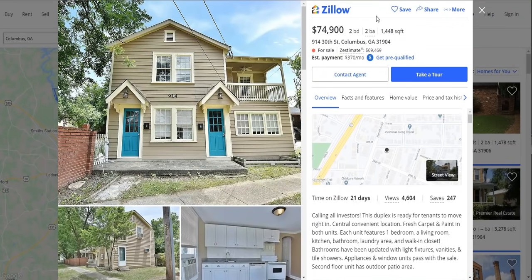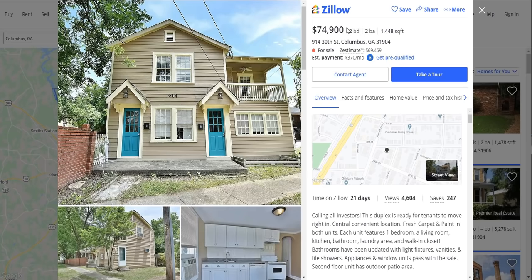Okay, so let's look at an actual property and see how it cash flows. As you can see, I use Zillow for this search, and I just simply search for multifamily units, and I found this little duplex. It says it's listed for $74,900, and it's a 2-bedroom, 2-bath at 1448 square feet.